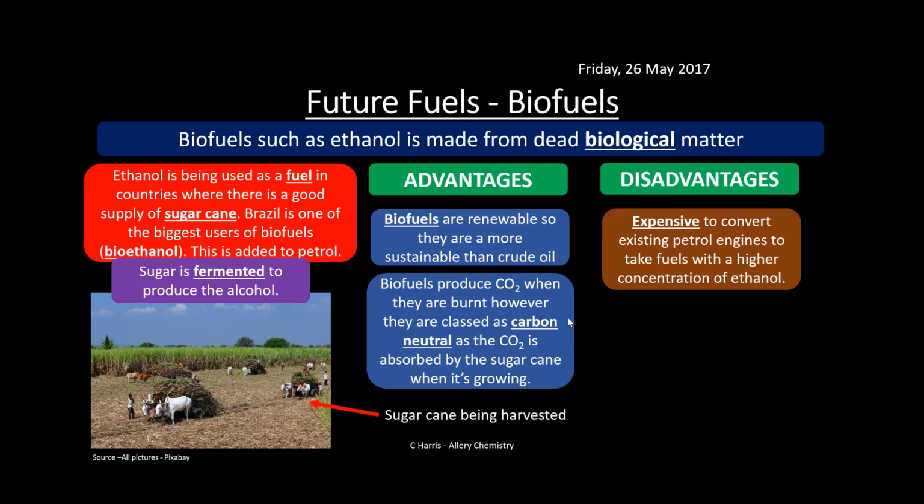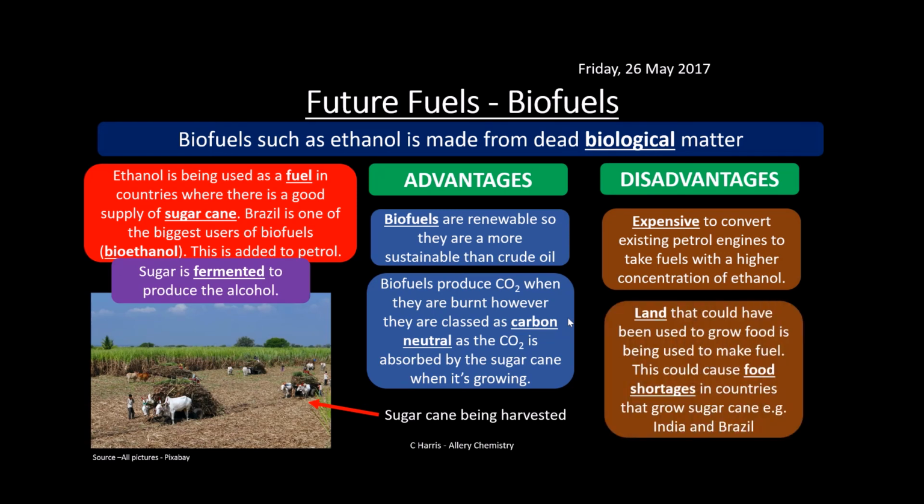The disadvantages, though, is it's expensive to convert existing engines, your petrol engines, to take fuel with higher levels of ethanol inside it. So that's going to be quite a costly thing, and people replacing cars. And also, we have to use land to grow this crop to make the fuel. Obviously, in a country where you may have food shortages, you can understand why it might be a bit of a concern if you're using a lot of land for growing a fuel and not food to feed its citizens. So it has to be managed properly.